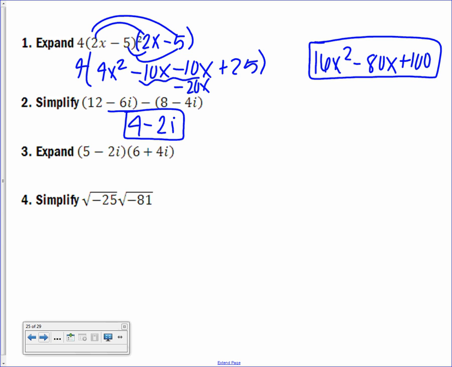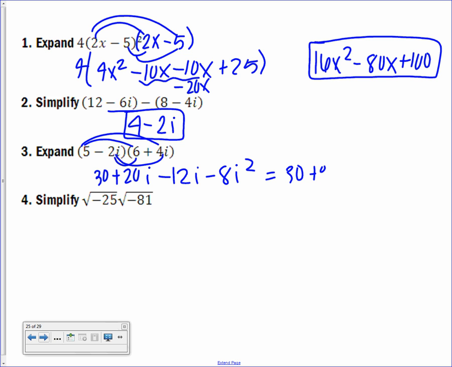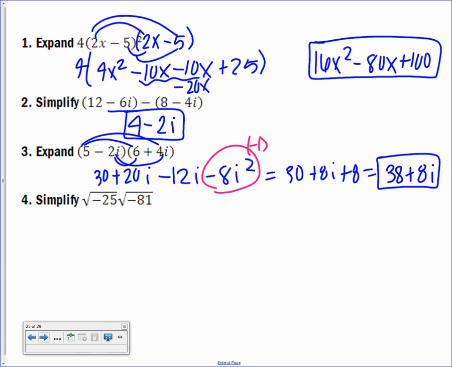Number 3, since parentheses are right next to each other, that means to FOIL. So I've got 30 outsides gives me 20i, insides give me minus 12i, and last give me a -8i squared. Again, be sure to watch your negatives here. So if I put together like terms, I've got 30 plus 8i, and then I need to remember that i squared is really a -1. So -8 times -1 means that's a +8. So my final answer would be 38 plus 8i. Okay, so just remember you can have an i or no i's, but no i squareds.